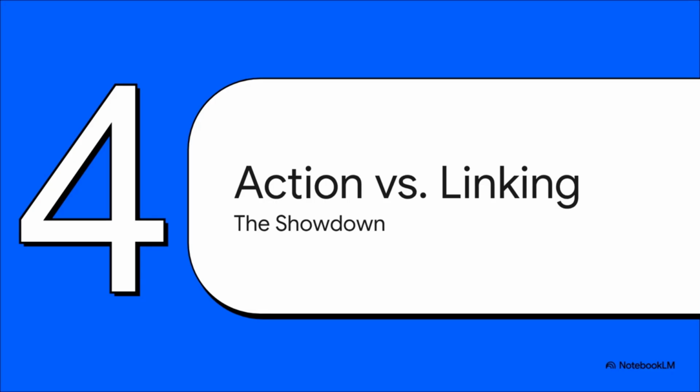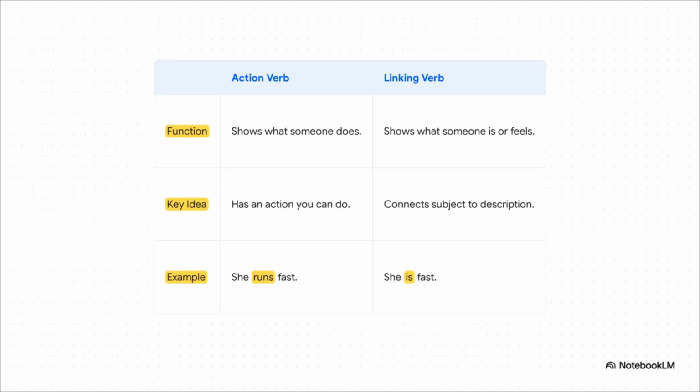Okay, so you've met both players. Now it's time for the main event. Let's put them side by side to really lock in the difference. This is the showdown. This table lays it all out pretty clearly. Action verbs show what someone does. Linking verbs show what someone is. One is about doing, the other is about being. Just look at those examples. She runs fast describes an action. She is fast describes her state of being. A very subtle but very important difference.